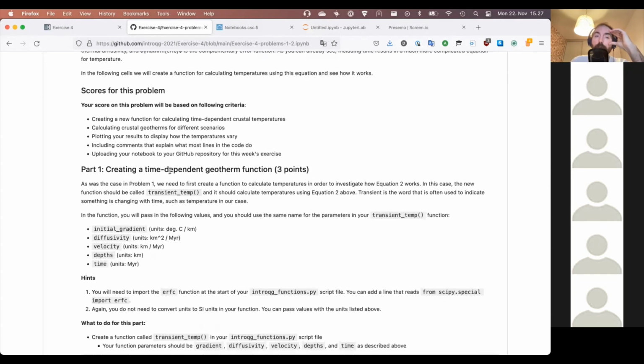So you'll first create your time-dependent geotherm function called transient temp. Transient is just a word that means it's changing with time.